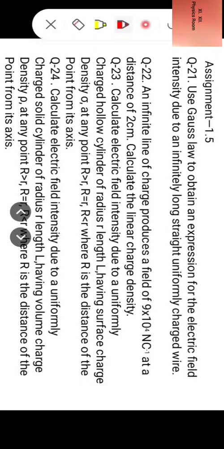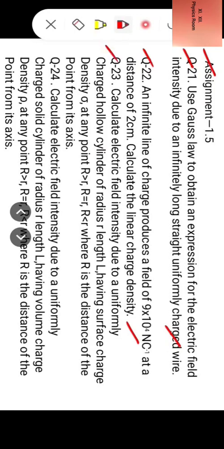And now assignment 1.5 continued. Question number 21. Use Gauss law to obtain an expression for the electric field intensity due to an infinitely long straight uniformly charged wire. Question number 22. An infinite line of charge produces a field of 9 into 10 raised to the power 4 newtons per coulomb at a distance of 2 centimeter. Calculate linear charge density.